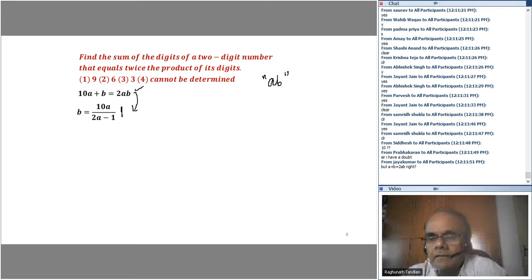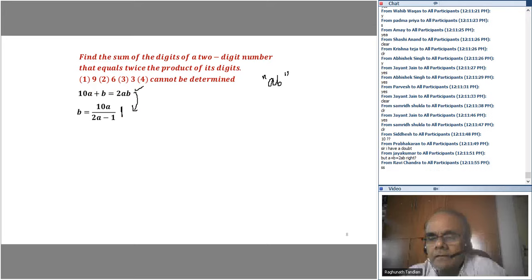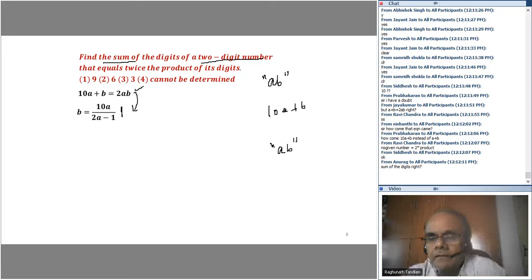Yes, Prabhakar, what's your doubt? When I say two-digit number, you should always write 10a plus b. That's what I'm coming to. Wait. Now the question wants the sum of digits of a two-digit number. Remember, you have to be careful. It's English. I want the sum of digits, not a plus b equal to 2ab. I want the sum of the digits of a two-digit number which equals twice the product of its digits. Are we clear?